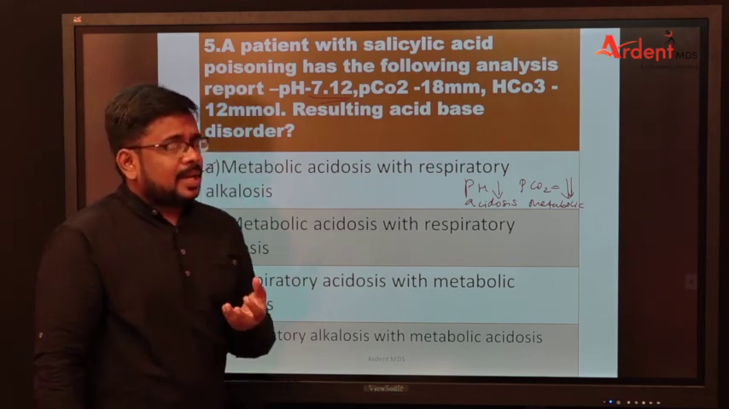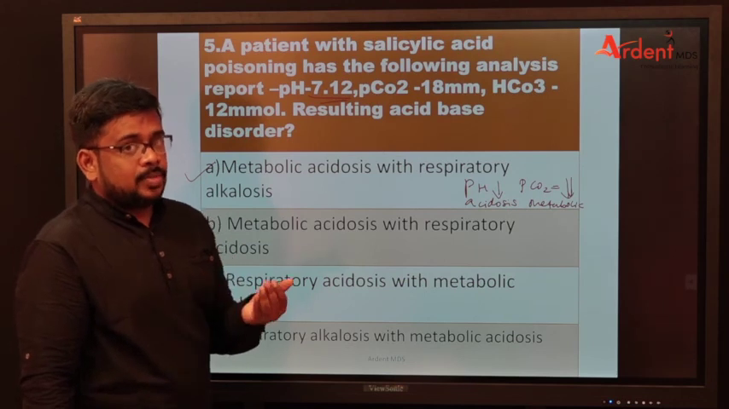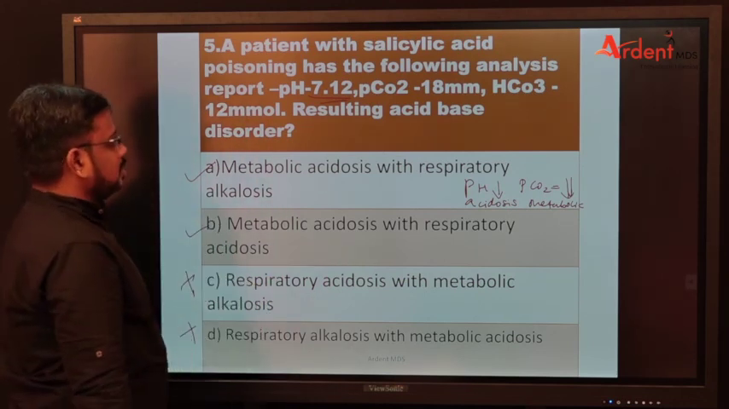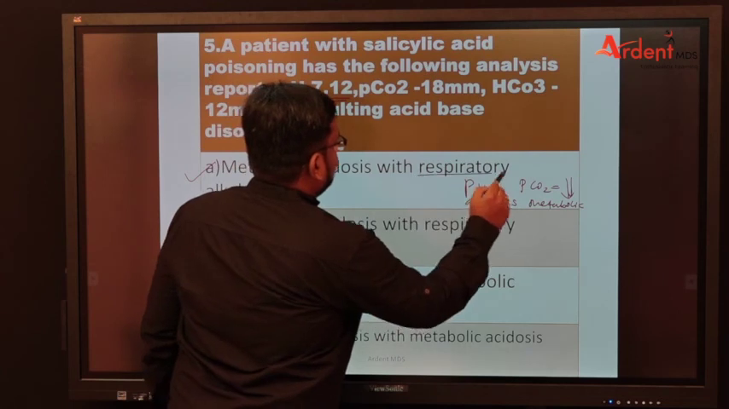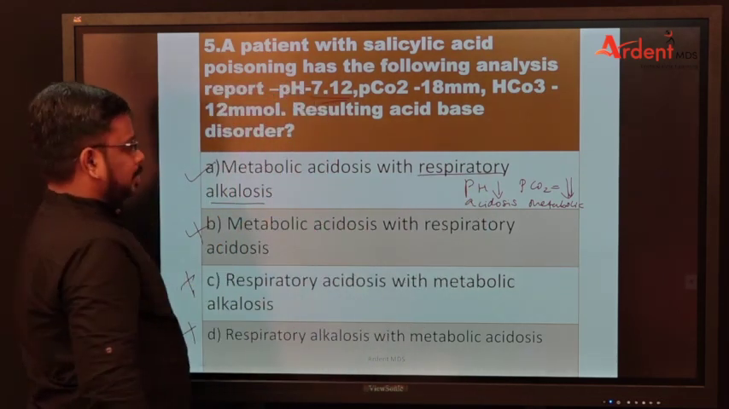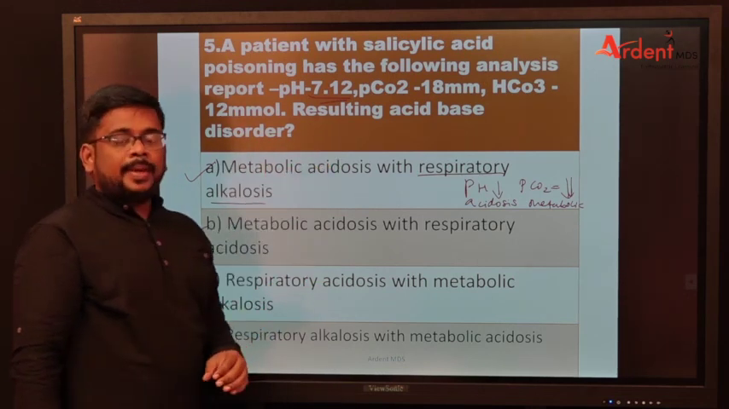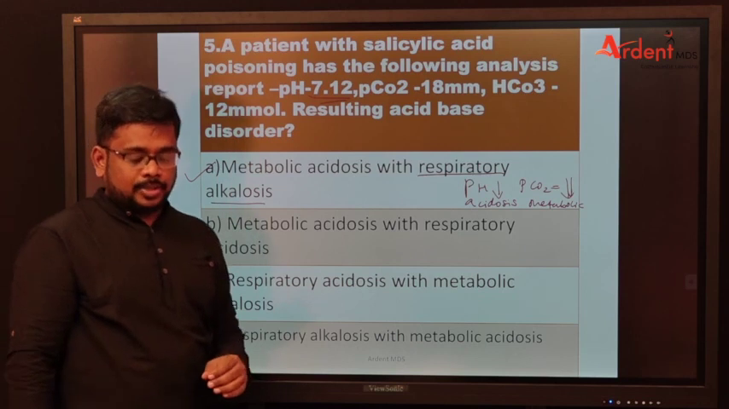What is the compensatory mechanism of metabolic acidosis? Acidosis, opposite alkalosis. Metabolic, opposite respiratory. So the compensatory mechanism is respiratory alkalosis. So the second option also you can skip. So go for the first option. So the answer for this question is metabolic acidosis with respiratory alkalosis.